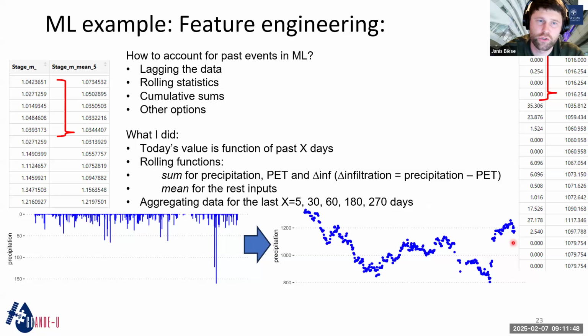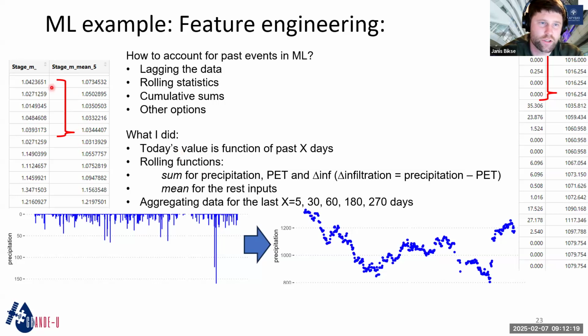There are several approaches. We can lag the data or just shift the data to make yesterday's value today's value. But we can also use some rolling functions, which we call rolling statistics. So basically, we can calculate some summarizing value or average value for the last few days, and say that this is the new value for today. And that's how I did it.